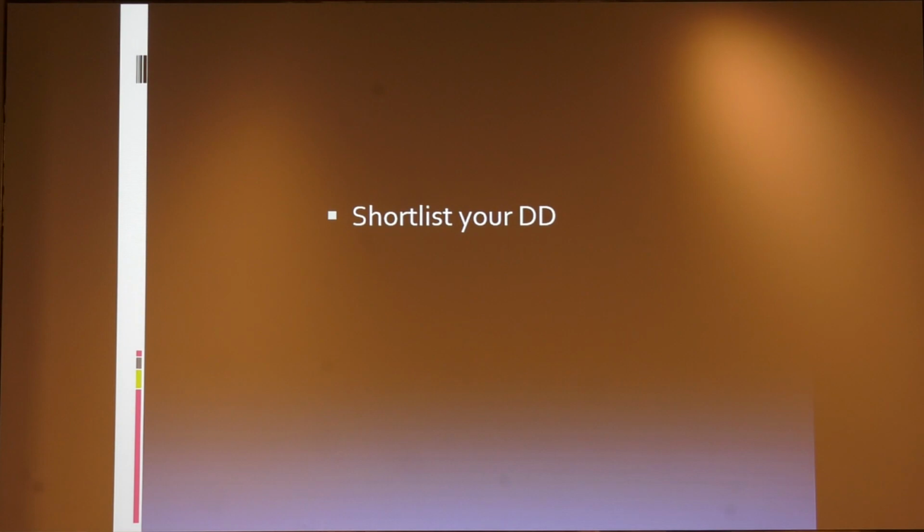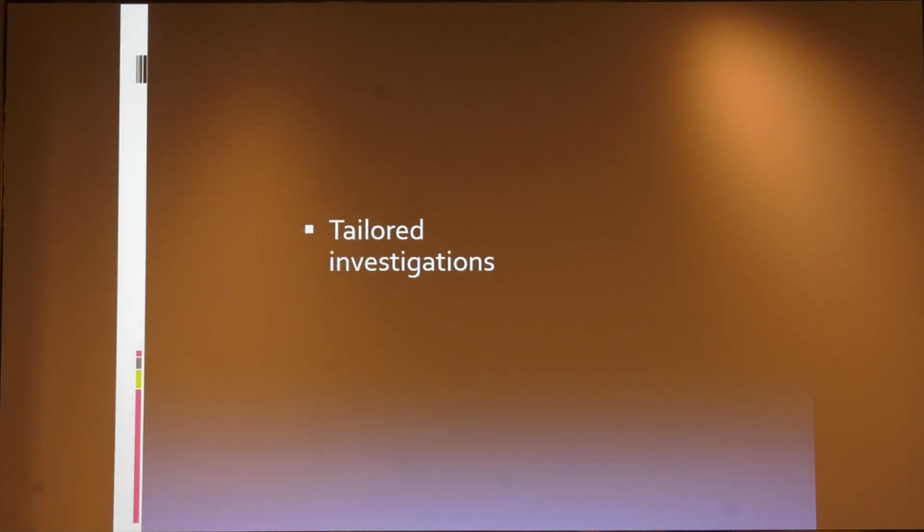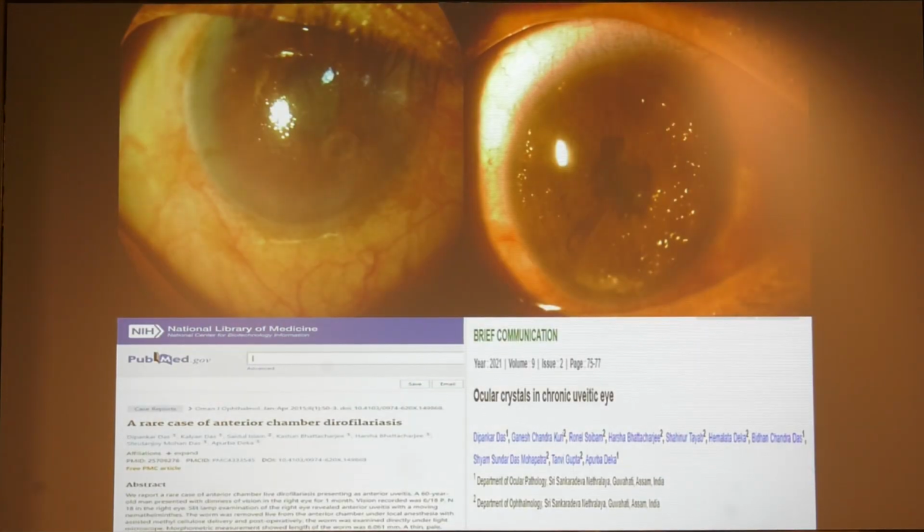Shortlist your differential diagnosis, tailor your investigation. This is very, very important. And rare cases you may anticipate. For example, this is a Dirofilaria worm which is published from the anterior chamber, and sometimes in chronic cases you can get ocular crystals in chronic uveitis.